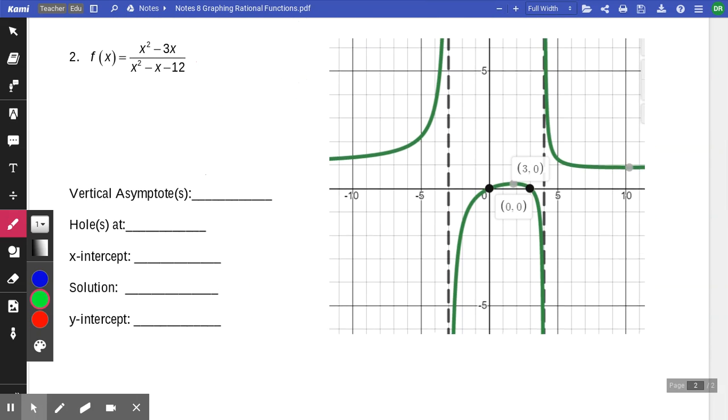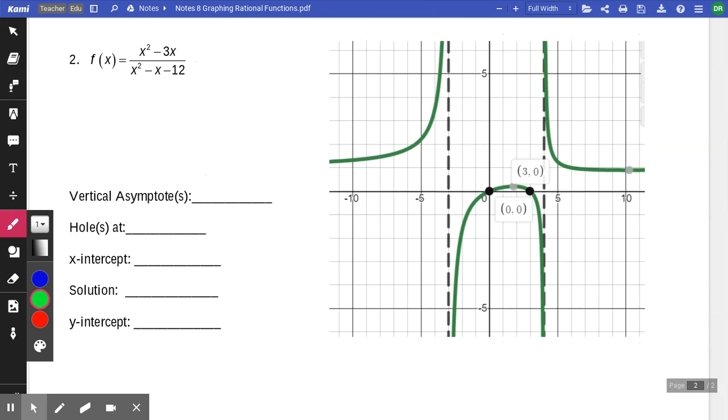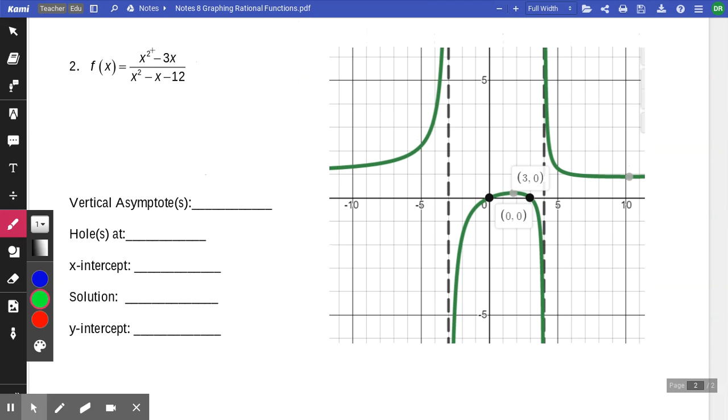Okay, so let's talk about one more graph then. If you were to type this rational function into a graphing calculator, you're going to get something like this. And look how crazy that is. So we have two dashed lines, and let's talk about what those are. Those dashed lines, remember, those are vertical asymptotes. So here and here. So let's abbreviate that: vertical asymptote and vertical asymptote.